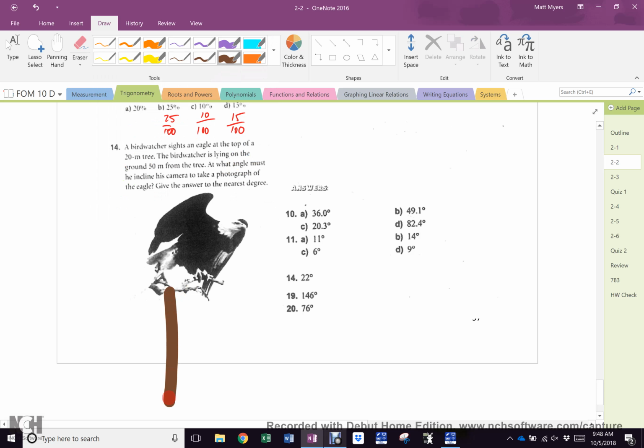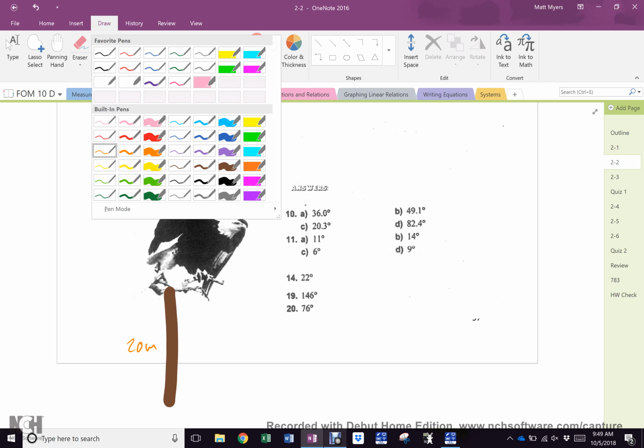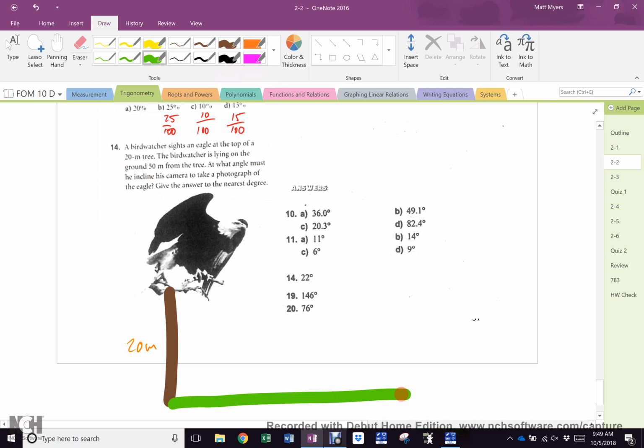There's the tree. How tall is it? 20 meters. A bird watcher is lying on the ground 50 meters from the tree. Where's the ground? On the ground. At the bottom of the tree. It's not floating in the air. Okay. There's the ground. How far away is the bird watcher? 50 meters. Wait, I have to draw it.